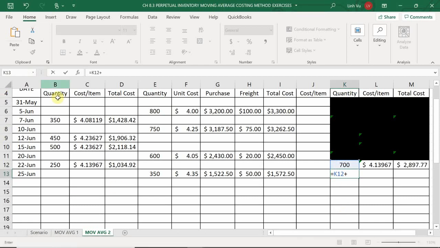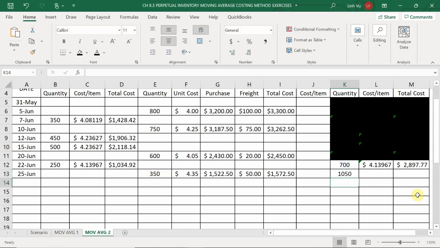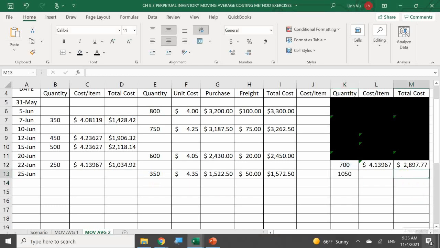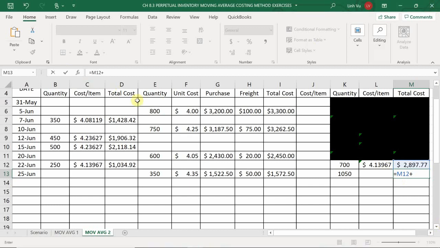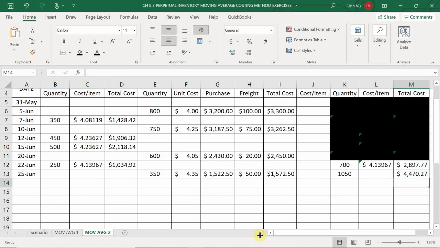All right, so then let's go ahead and find out what my new quantity is. So 700 plus 350 is going to be 1050, right? 2,897.77 plus 1,572.50 is going to give you a new total cost of $4,470.27. So then, by calculating my new average cost per item, it's going to be now $4.2574. Okay.